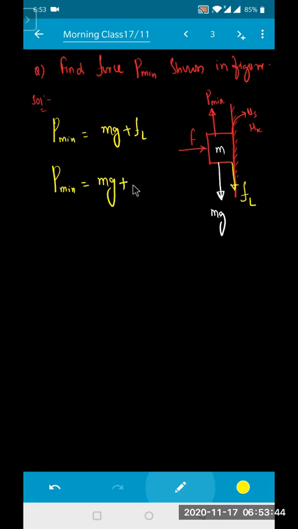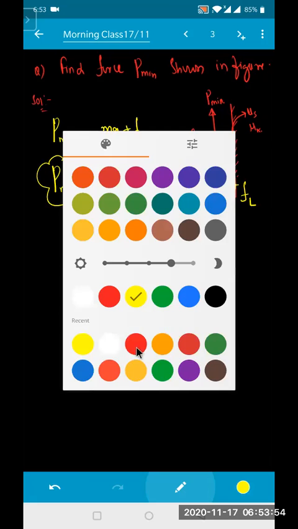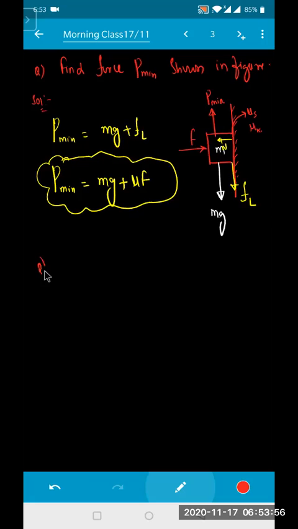FL is equal to μ into N. What is N here? This is the normal, no? N is F, sir. So this will be equal to what? One more question.